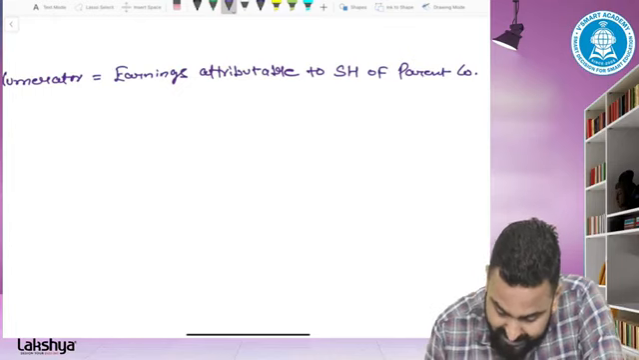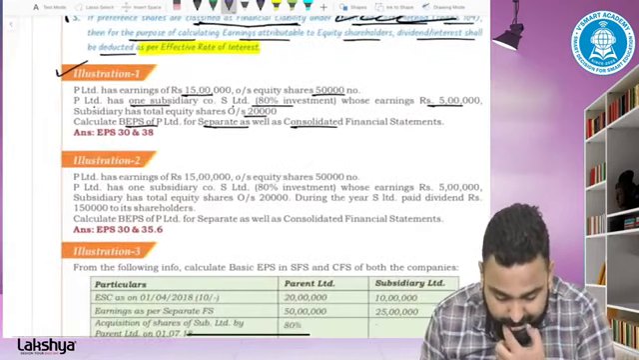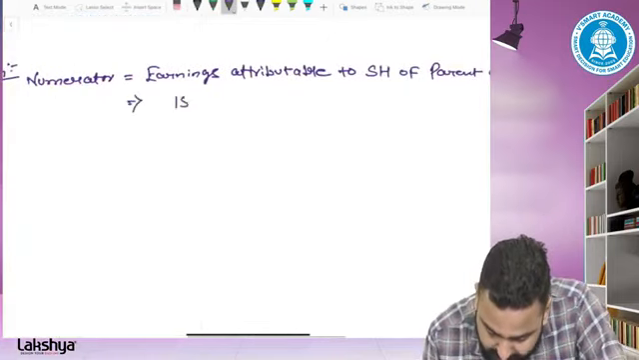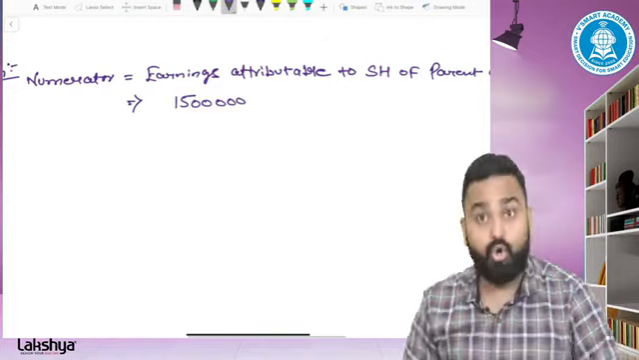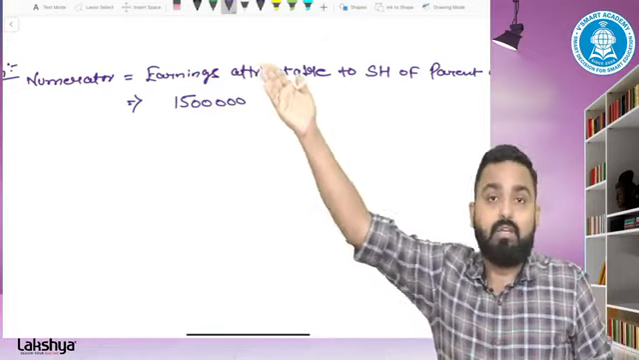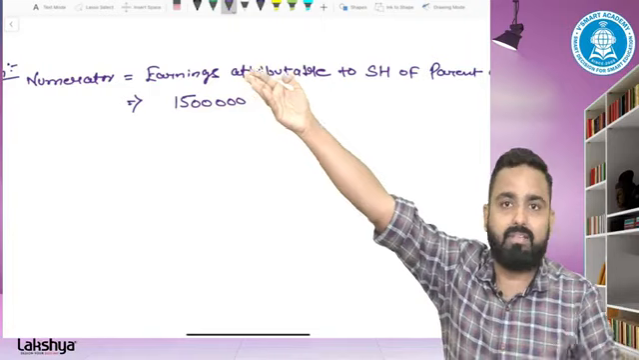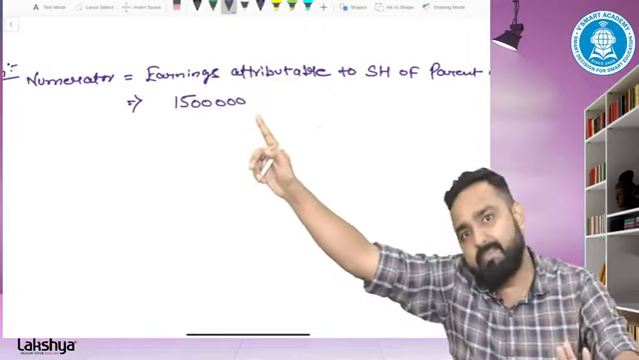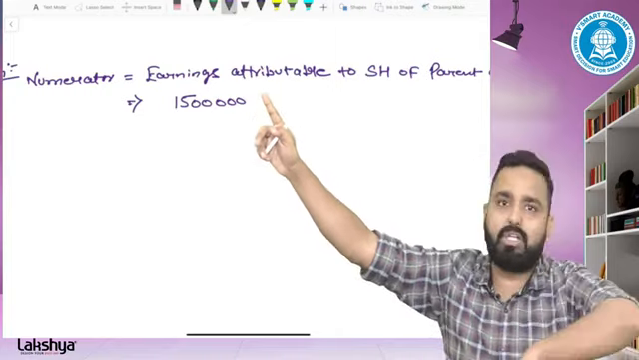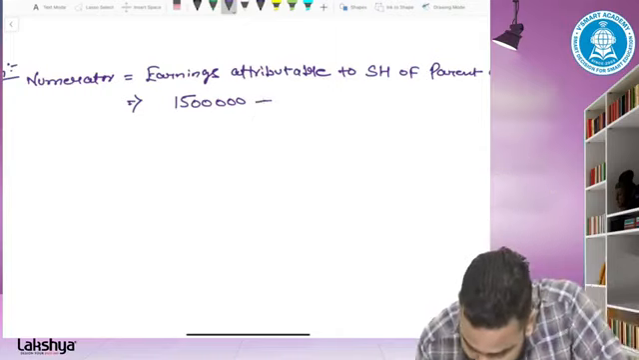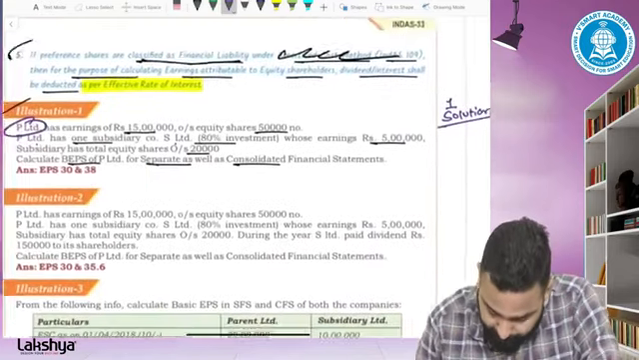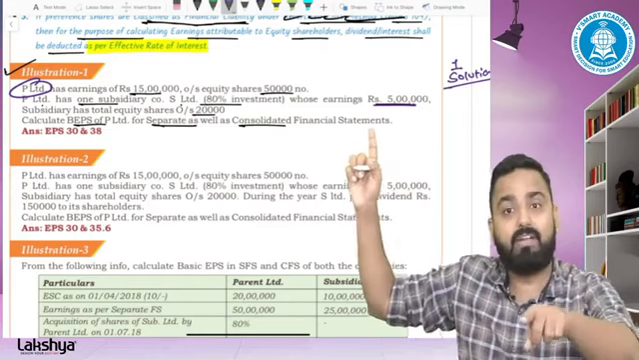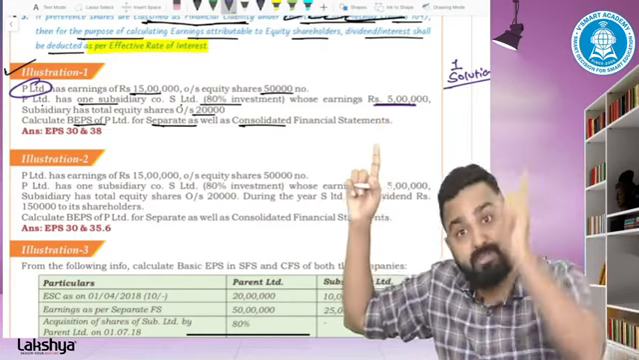So if you can see, earnings attributable to shareholders of the parent company must consist of two things: the 15 lakh which is originally earned by P Limited, that means the earning of shareholders of P, attributable to the shareholders of P Limited, plus 5 lakh earned by the subsidiary.